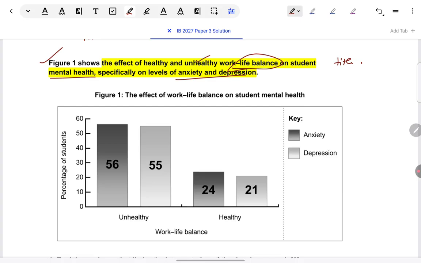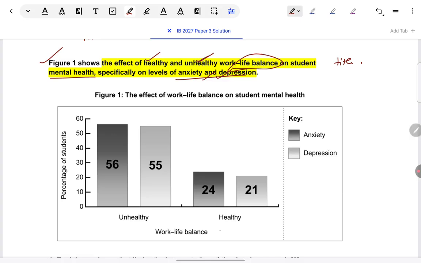Expectedly, if there's something unhealthy in the work life balance, say they're not able to balance, maybe it would increase anxiety and depression. So, I can expect the graph to show something like that. And if it is healthy, then these things should remain low. So, okay, I'm getting the point they're trying to make here and what the graph must be about. Now, I will come to the graph.